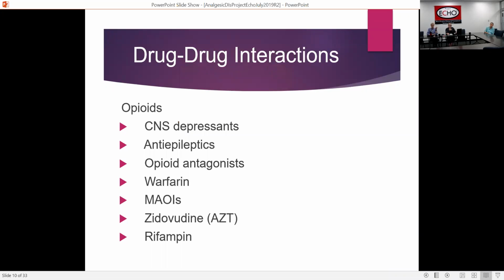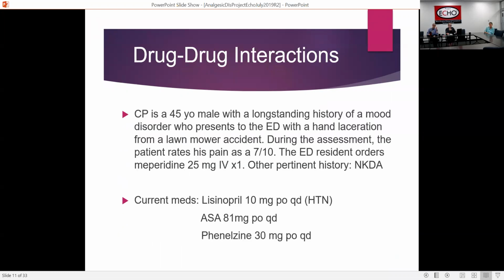Now, what about drug interactions with opioids? This is just a short list of a lot of different possible drugs that could interact with opioids. So let me give you a brief case, and I'll use a few cases to highlight some of these issues. We have a person who's 45 with a long-standing history of mood disorder, and he presents to the emergency room with a hand laceration from a lawnmower, which is very significant, especially for mid-July.